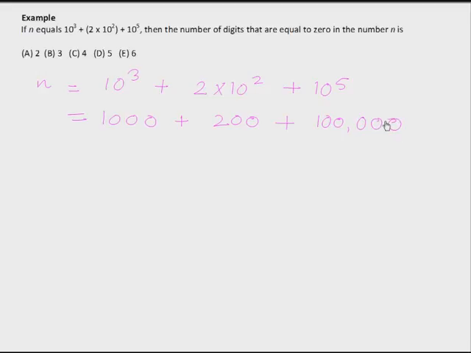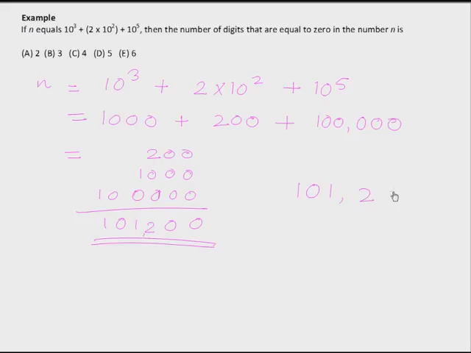10 raised to 5 is 1 followed by 5 zeros. So let me add these three numbers: 200, 1000 and 100,000 to get 101,200. Now it's easy. How many zeros are there in this number? There are 3 zeros. The answer is B.